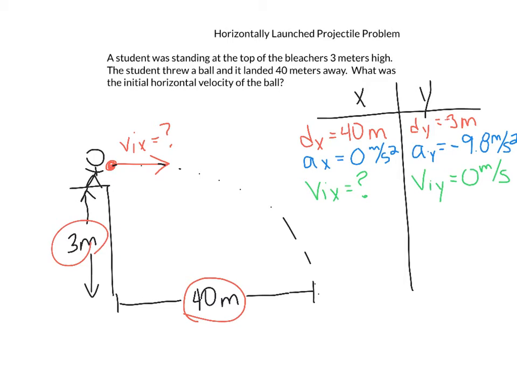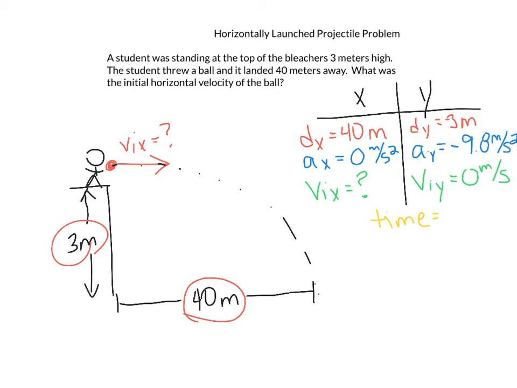You have to remember that time is the only thing that overlaps both of these. So I like to put time down here at the bottom. It is the key thing. If what you're looking for is vix and you don't have enough information to solve for it, then you're going to have to solve for time first.